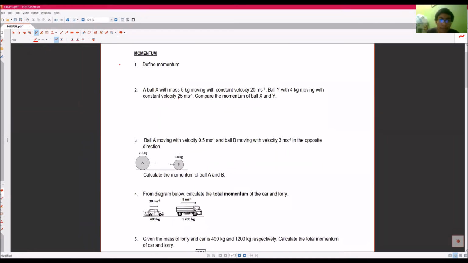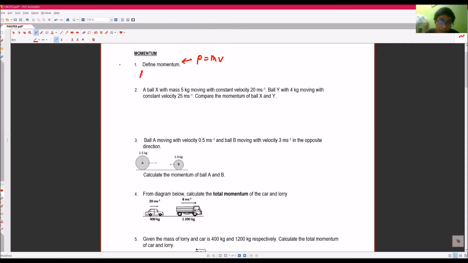Okay, define momentum. In order to define a physics concept or physics term, if the term has a formula, like momentum has the formula P equals mv, then we can just explain it based on the formula. But we need to use the correct terms, the correct words, in order to make it make more sense.